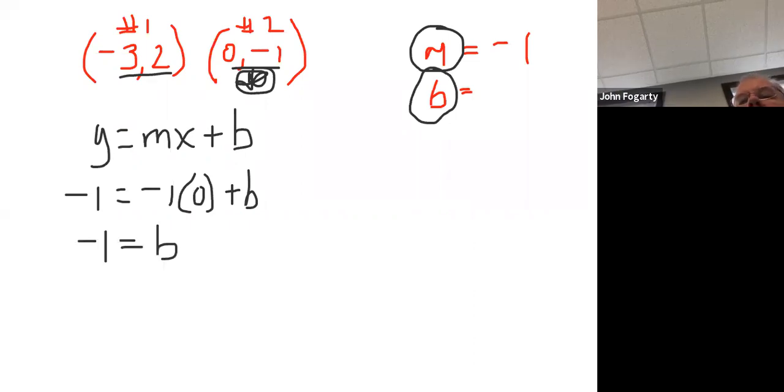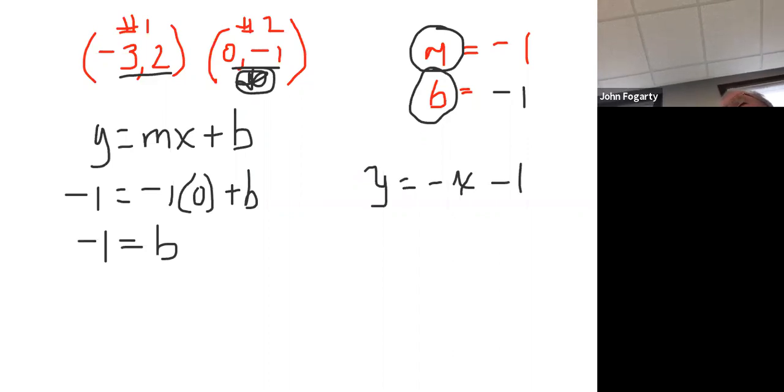All right, there you go. So now you have your 2 pieces of information. Your slope is -1. Your y-intercept is -1. So what do you get? Y equals -x minus 1. That's not that hard, right?